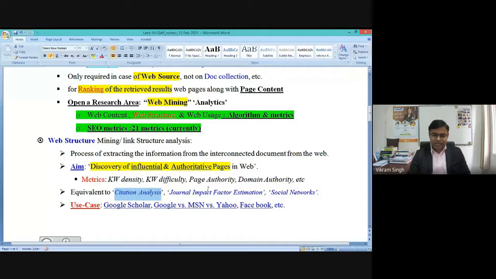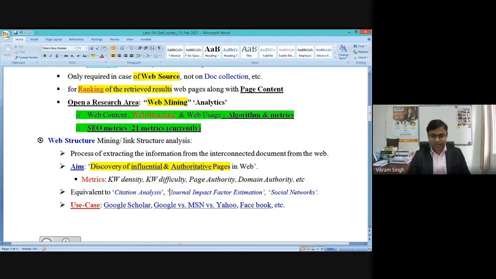So citation analysis is one of the earliest application domains of this kind of structure analysis of the links available in these documents. Citation is one of the earliest meta information which has been utilized for performing this link analysis, and nowadays there are various matrices used by the different platforms on these research articles.